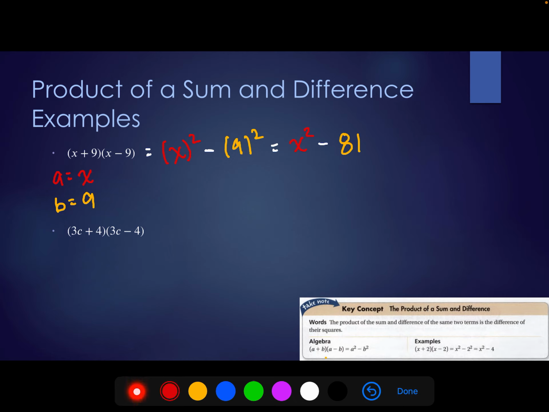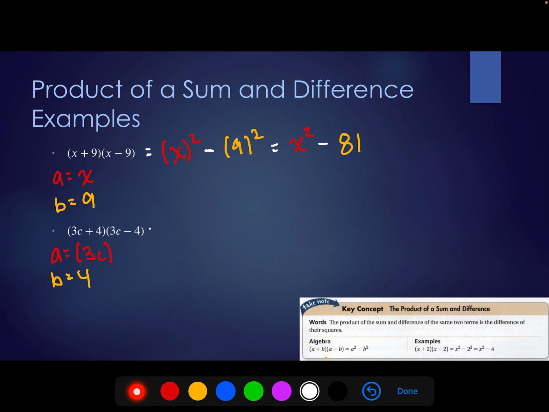All right, so if we take a look, we want to identify our a term and our b term. We remember our a term is always the first term of our binomial, so that's going to be 3c. We can say that our a is equal to 3c. And that means b, the second term of our binomial, is just this 4. So our b is equal to 4. Now we can just apply this rule, this pattern: a plus b times a minus b is equal to a squared minus b squared.